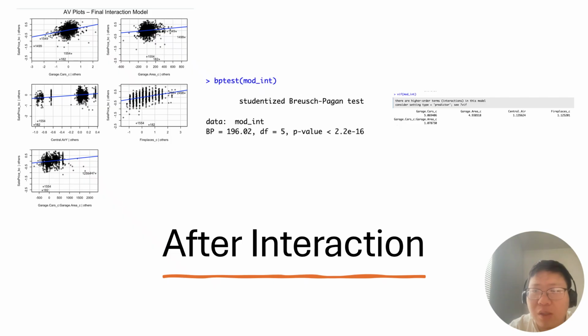Finally, AV plots were examined after the interaction to check whether the misspecification still appears. For the interaction AV plots, the curve improves for both GC and GA, and the relationship appears more linear. The other two predictors remain linear, meaning no additional interaction is needed.